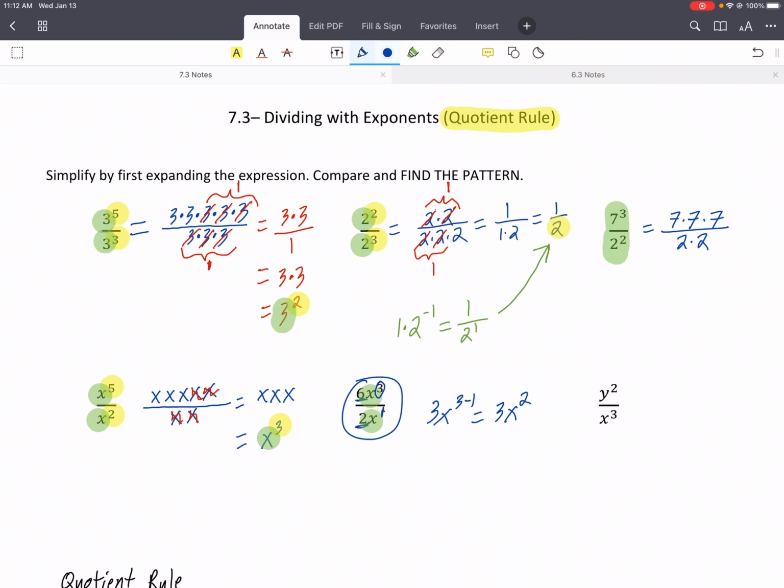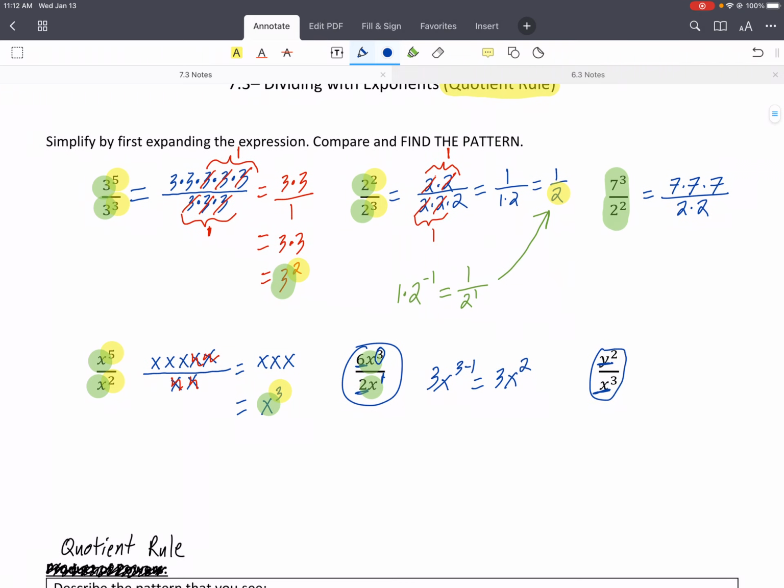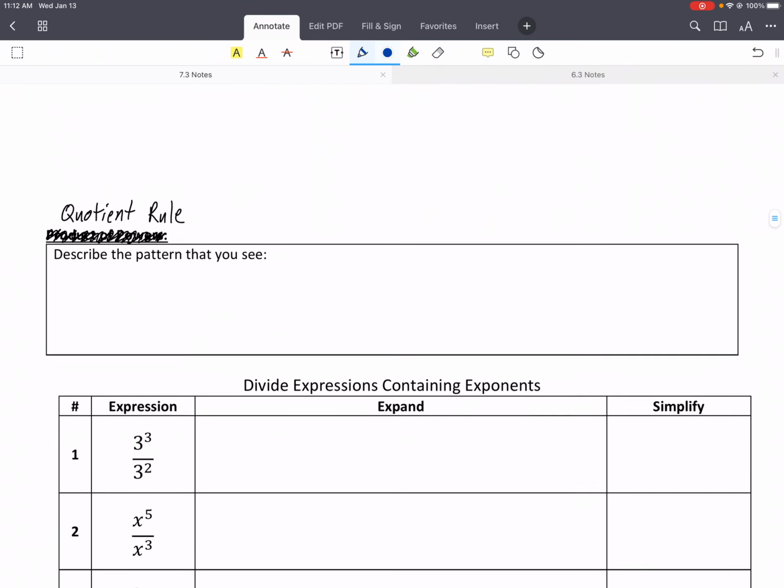Okay, on this last one here, we have a base of y and a base of x, so they're not the same base, so we couldn't subtract those exponents. So that would honestly just stay there. And so what we just observed is something we call the quotient rule.